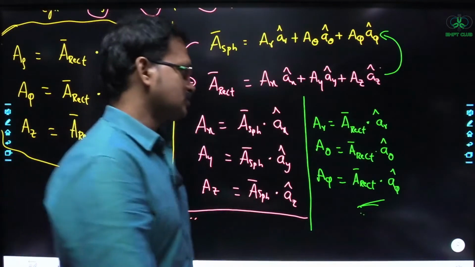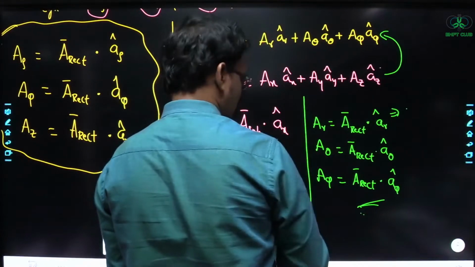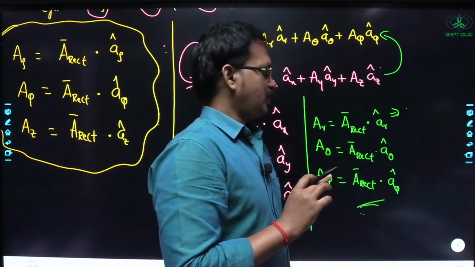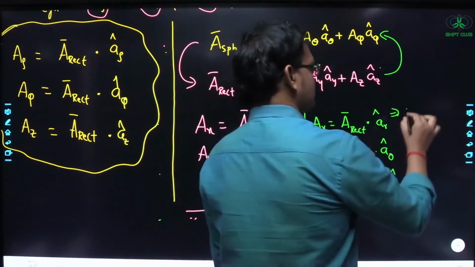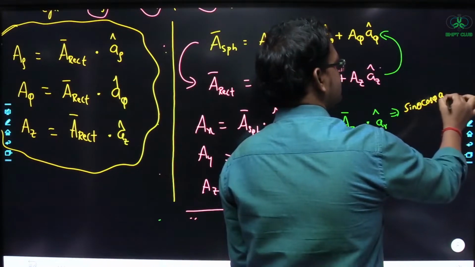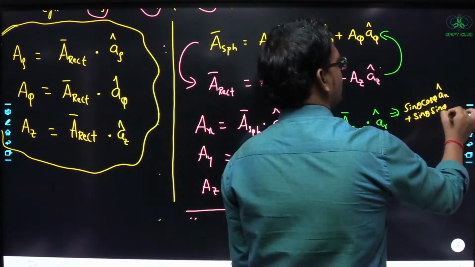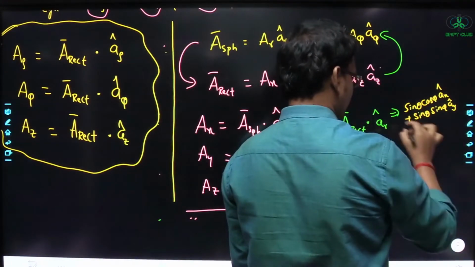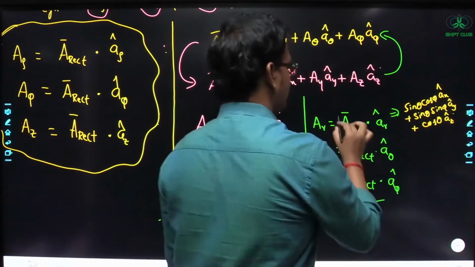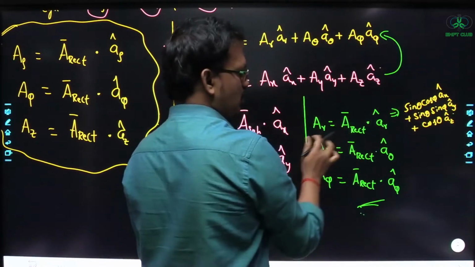So ar cap is nothing but, I have already explained how to represent ar cap, sin theta cos phi ax cap plus sin theta sin phi ay cap, right, plus cos theta az cap. So here A bar is going to have an x component, y component and z component. Do the dot product between these two, you are going to get ar.